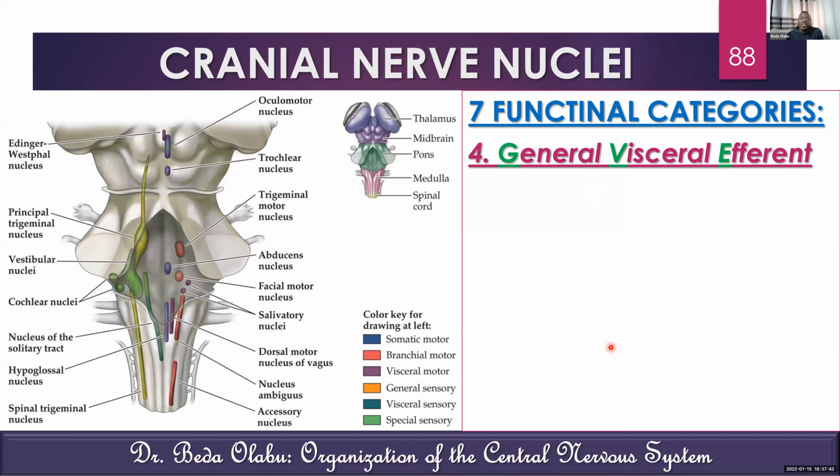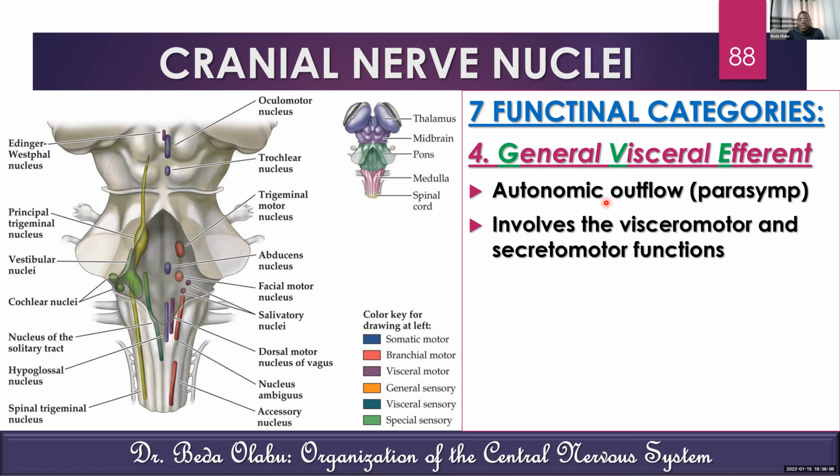Fourth category, GVE, general visceral efferent. When you talk of general visceral efferent, we are talking about an autonomic outflow. And because we're talking about cranial nerves here, that simply means parasympathetic outflow. Outflow that is parasympathetic in function. So that means it involves nerve supply to smooth muscle, cardiac muscle, and glands.